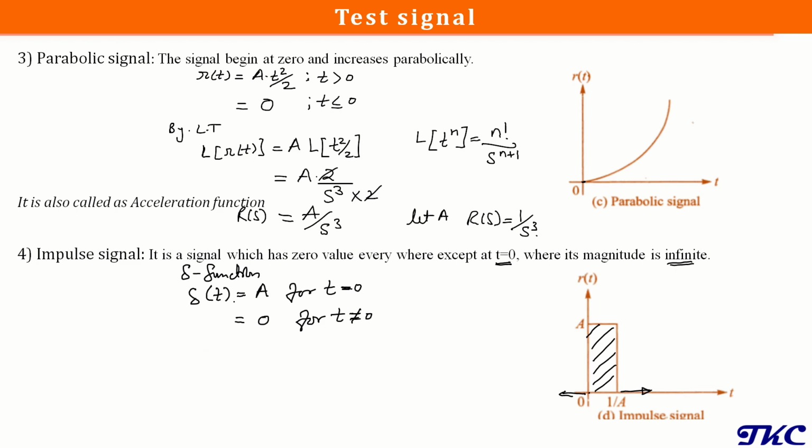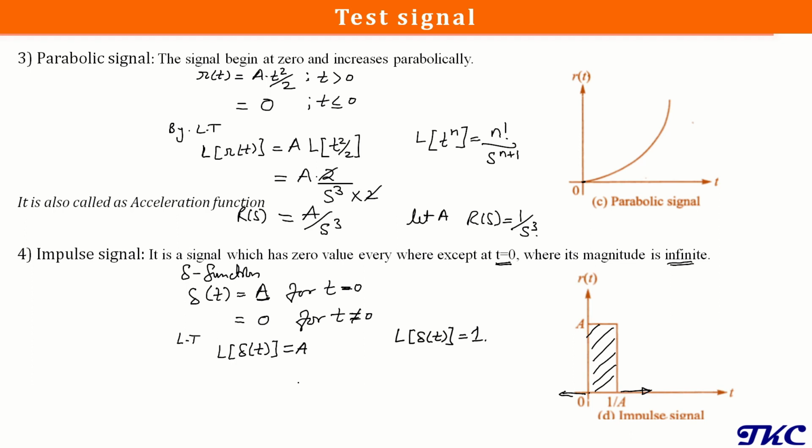Now, to convert this into the frequency domain, we can apply a Laplace transform. When we apply the Laplace transform, we have Laplace of delta t, and that will be equal to a for this case, as the magnitude of this impulse function is a. For a unit impulse, the Laplace transform of the delta function is equal to 1.